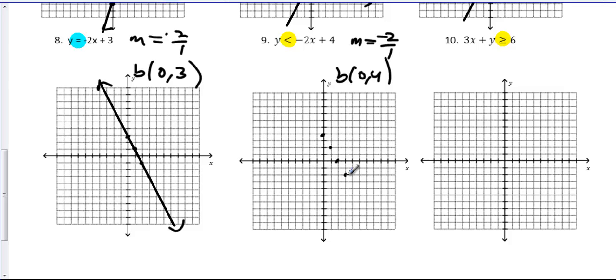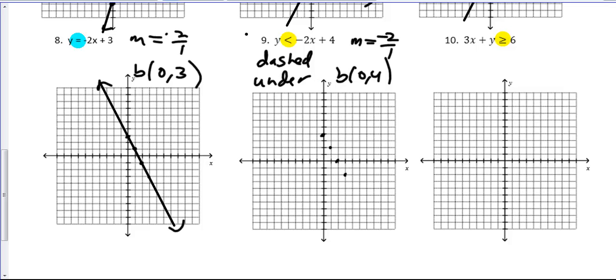Now this is where inequalities are different. I have to determine what type of line I'm going to make and how I'm going to shade the graph to show all of the possible solutions. When I look at this sign, it says less than. Because there's no line under it, where it would say less than or equal to, it just says less than, I know that this is going to be a dashed line. And because it's less than, I'm going to shade under it.